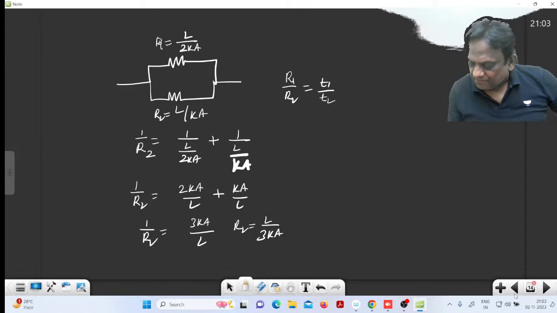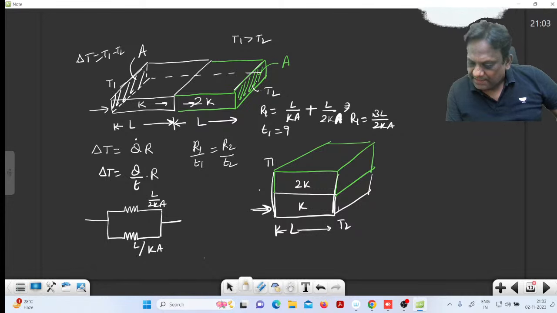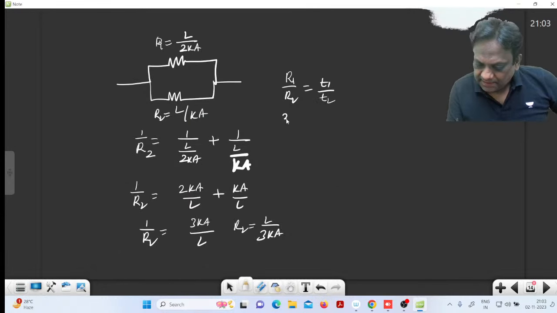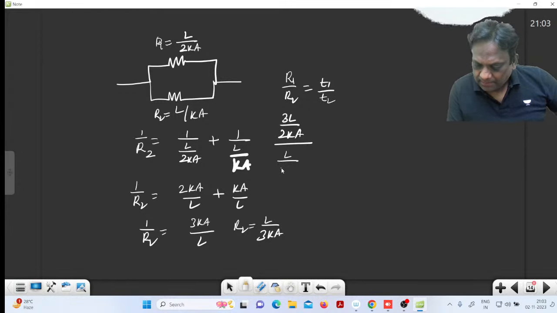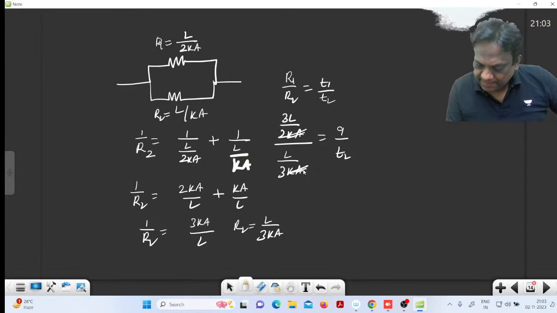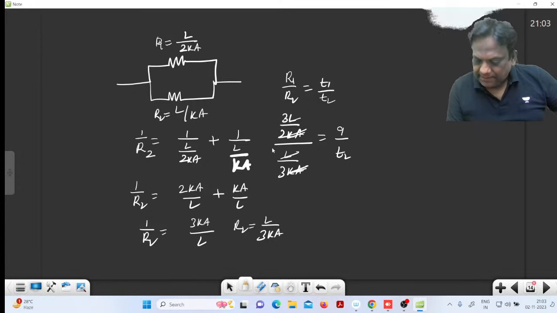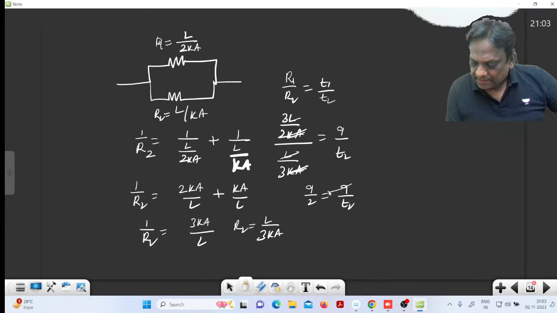What is R1? First case R1 is 3L by 2KA. And what is R2? L by 3KA. T1 is 9 seconds. T2 we do not know. KA is gone, L is gone, 3 will go to the top, so 9 by 2 is equal to 9 by T2. 9 and 9 are gone, so T2 is equal to 2 seconds.